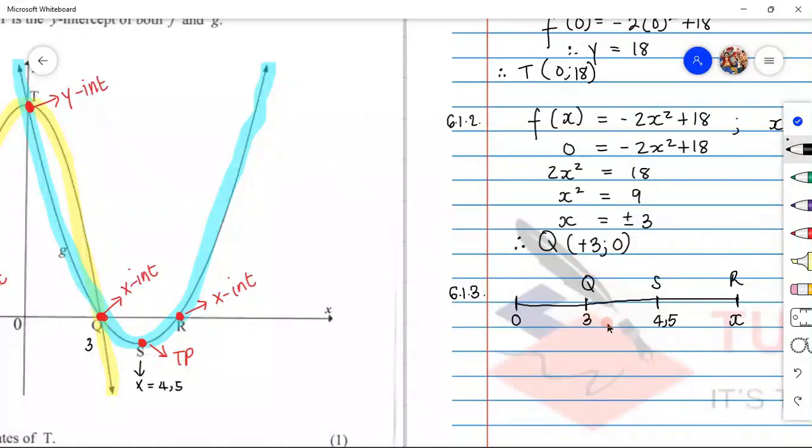So we know that to go from 3 to 4.5, there's a difference of 1.5. And we know that the turning point is the midpoint of our x-intercepts. So to go from Q to S is 1.5. That means to go from S to R is also 1.5. So one way to do this question would just be to add 1.5 to the value of x.